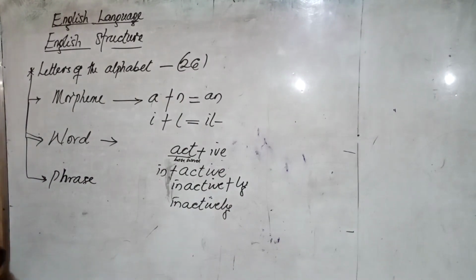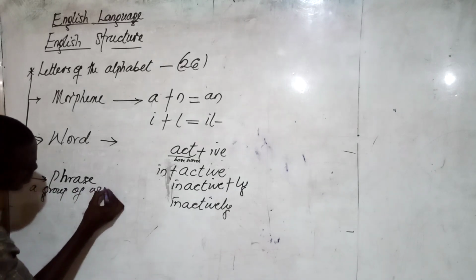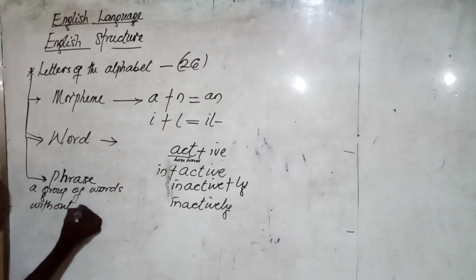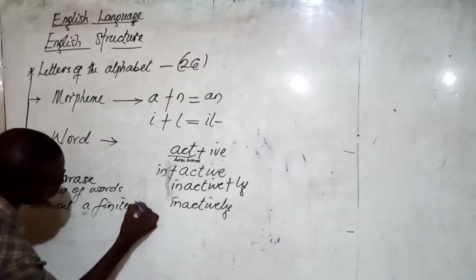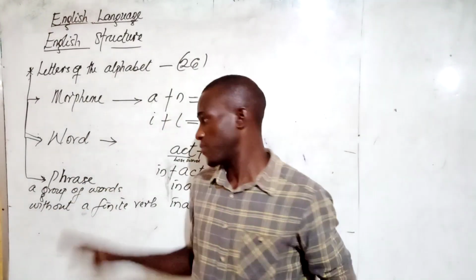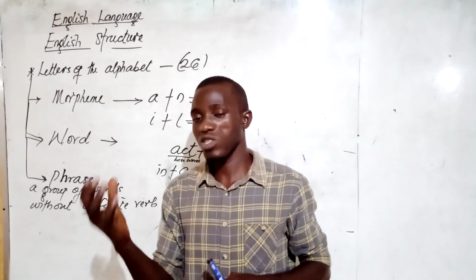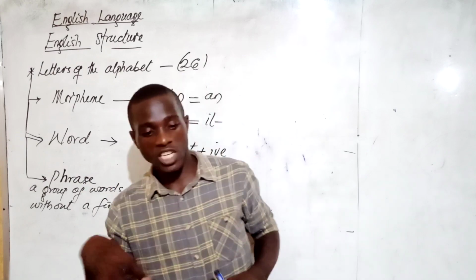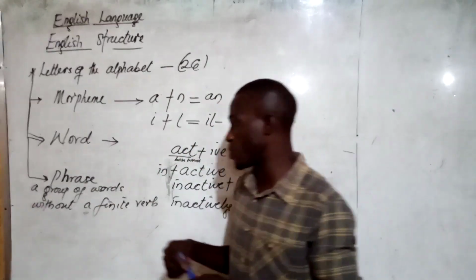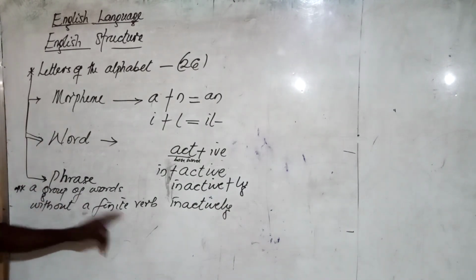Hence, we can define a phrase as a group of words without a finite verb. Now, usually in your lower level classes, you'll be told that phrases don't make sense when you hear them, and that is because what makes sense of an expression is the presence of a verb. So if it doesn't contain a verb, then it might not convey a meaning. So a phrase is a group of words without a finite verb.